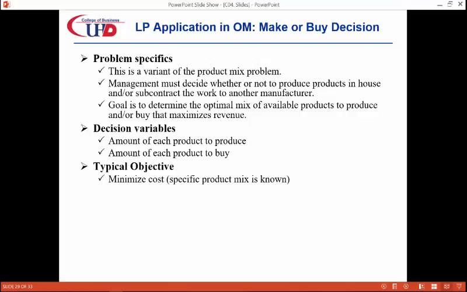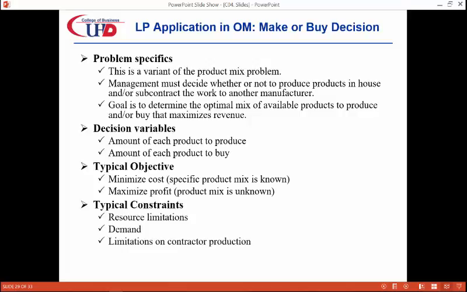Depending on the problem setting, we can have two different objectives. If a specific product mix is given, that is, we know in total each product how many is needed, we can try to figure out how to distribute among the sources so that the total incurred cost is the lowest. If we don't know the product mix, then we typically need to maximize the total profit. The typical constraints include resource, demand, and some limitations on the sources.